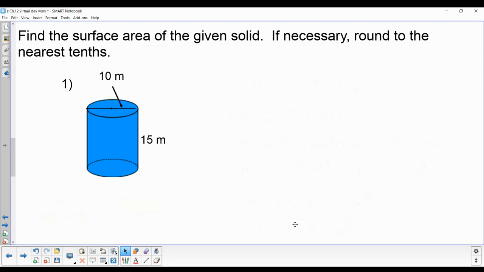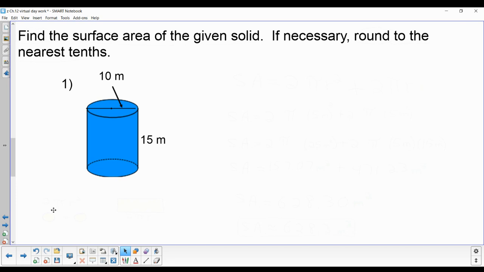This video is going to review finding the surface area of a cylinder. Now, when we find the surface area of a cylinder, it is going to be slightly different than with a prism because when you have a cylinder, the base is always the same. The base is always a circle. So remember that the surface area is the area of the entire surface of the shape.